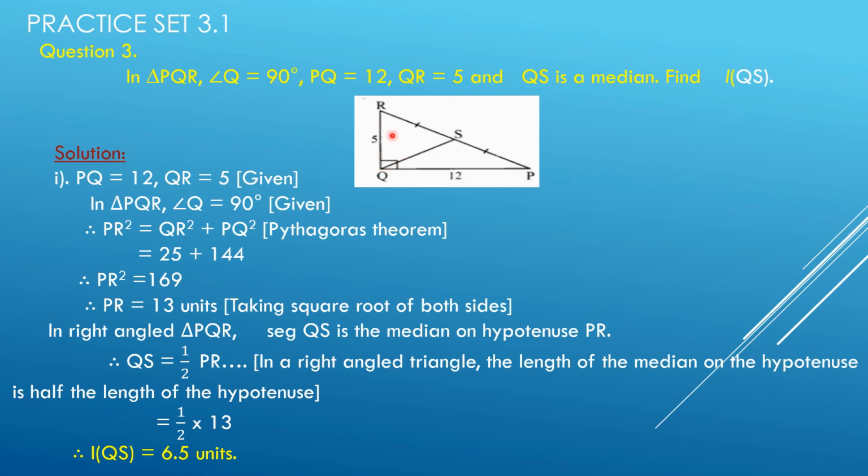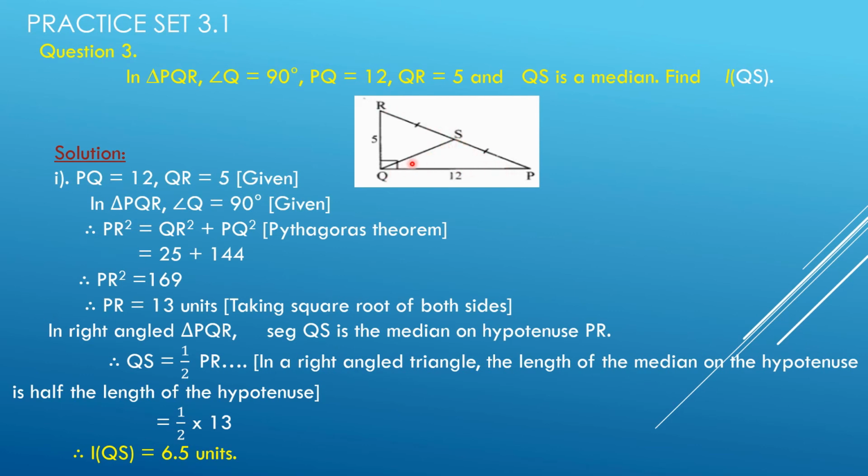By Pythagoras theorem, PR square is equal QR square plus PQ square. That is equal 5 square plus 12 square, that is 25 plus 144. Therefore, PR square is equal 169. Taking square root of both sides, therefore PR is equal 13 units. And in right angle triangle PQR, segment QS is the median on hypotenuse PR. We have to find length of QS.